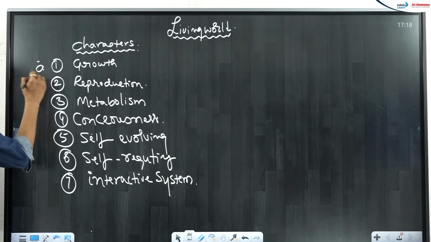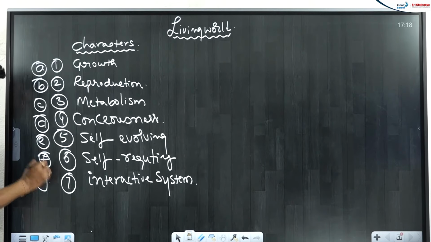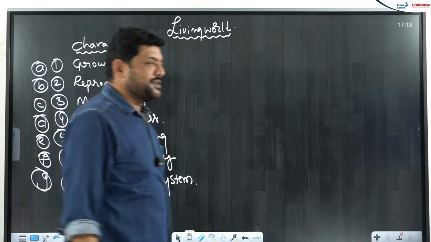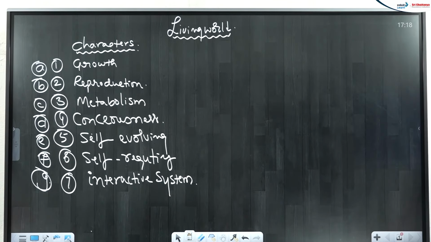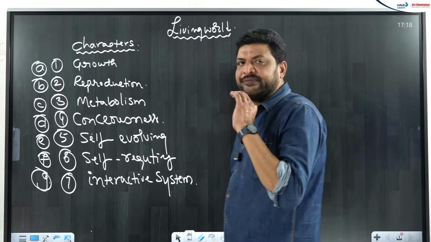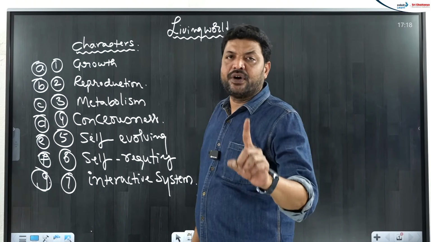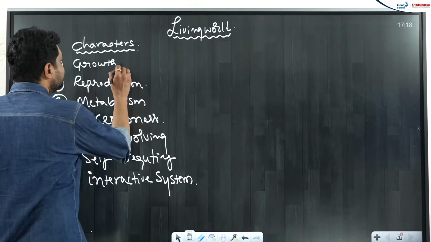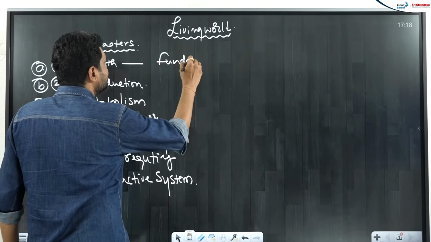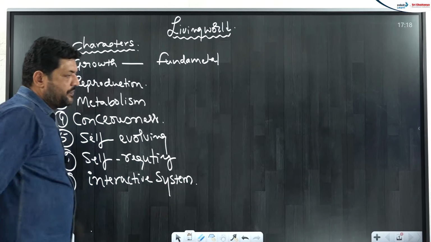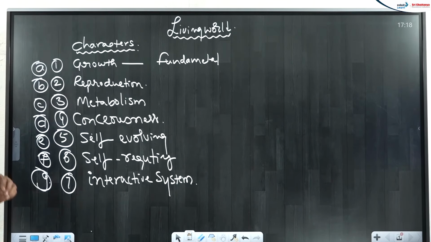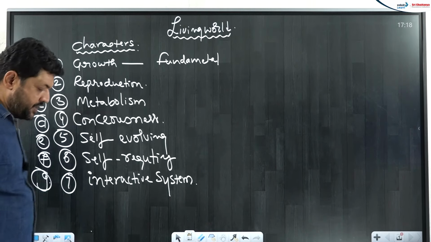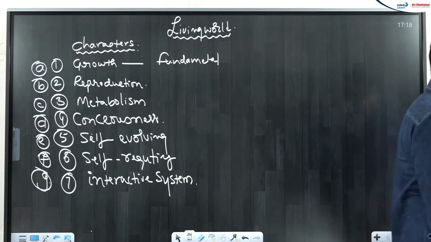How many of these are characters shown by the living organisms? These are the characters shown by the living organisms. General characters is a different word from the defining characters. Clear? So growth is the fundamental feature. The fundamental feature of all living organisms is growth. But growth is not a defining feature.